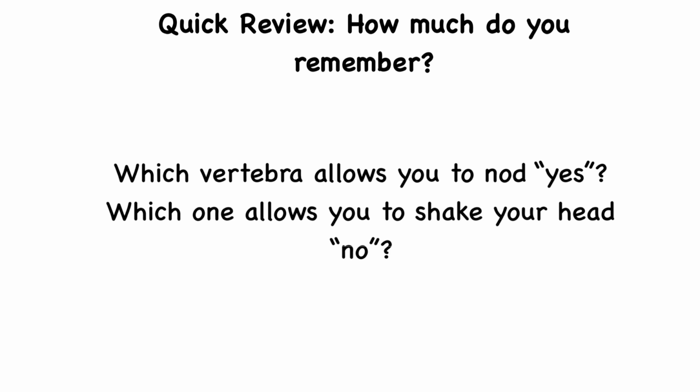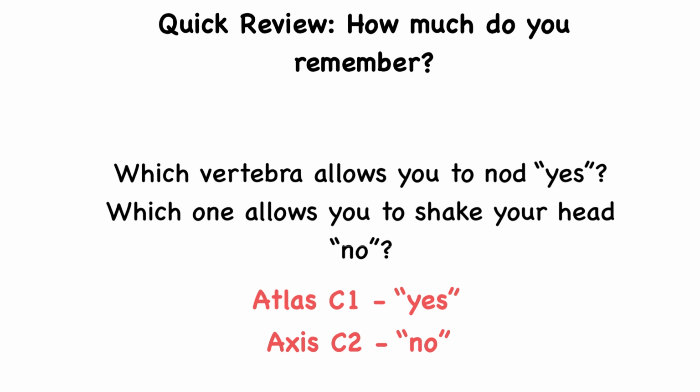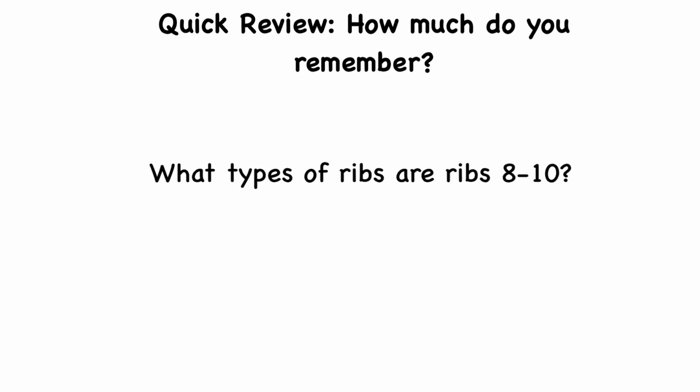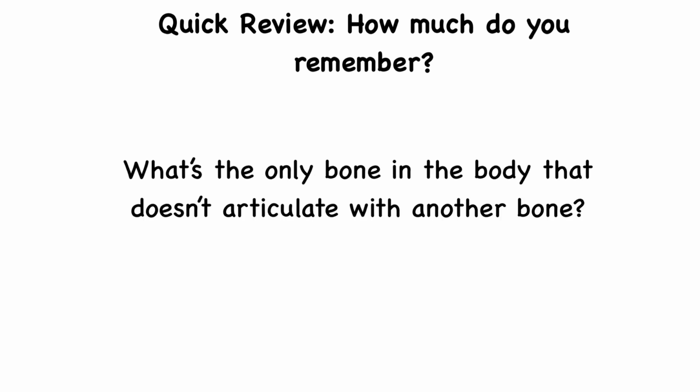If you said the atlas or C1 allows you to nod your head yes, you are correct. And axis or C2 allows you to shake your head from side to side to say no, then you are correct. What types of ribs are ribs 8 through 10? If you said false ribs, then you are correct. And we'll do one more. What's the only bone in the body that doesn't articulate with another bone? If you said hyoid bone, then you are right.